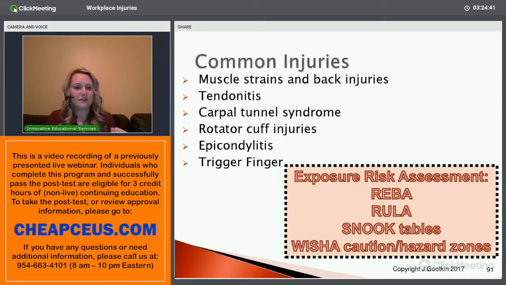They're not specific to any work environment, so it'll give you broad information. It's the Rapid Entire Body Assessment and the Rapid Upper Limb Assessment, and it'll look at what positions the different joints are in, how repetitive the activities are that the individual is performing, and it'll start to give you an idea of where you might want to look for task modification. It gives you an injury risk assessment.